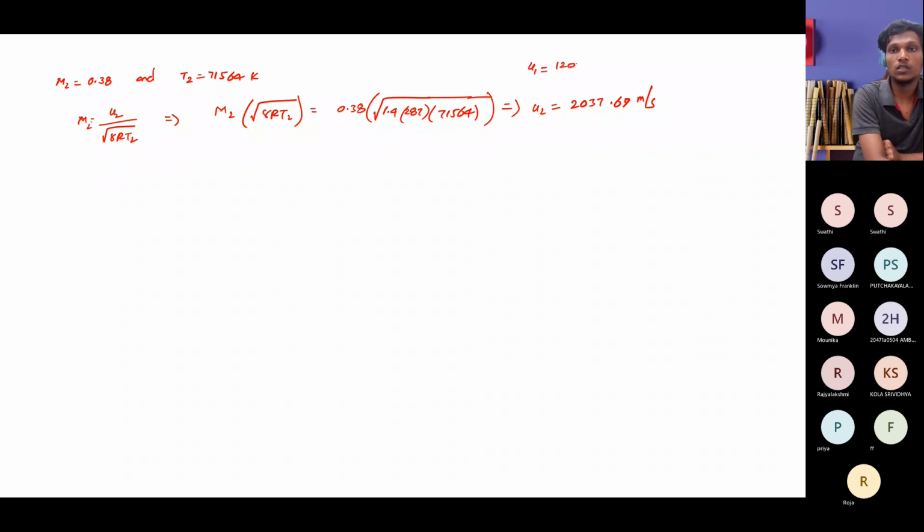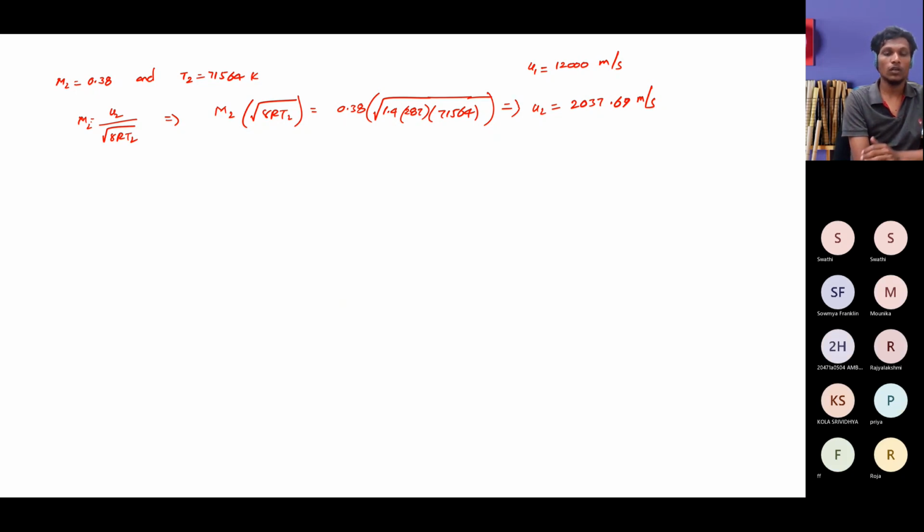u1 is around 12,000 meters per second. Our u2 is 2037 point. It is changing the very huge velocity across this normal shock wave. We generally call these kind of normal shock waves very strong normal shock waves. So these strong normal shock waves can change the properties very severely and affect the temperatures of the incoming fluid, wherever it's traveling in the flow field.